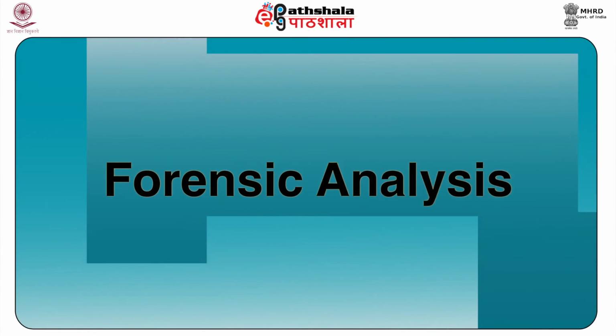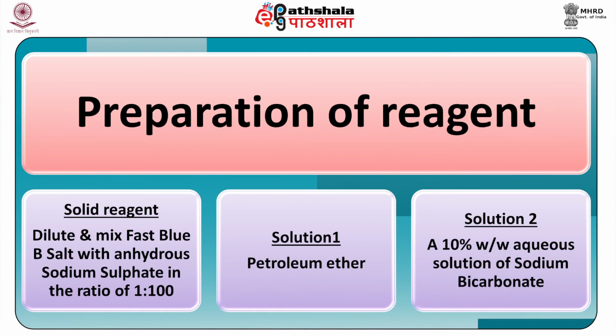Next is forensic analysis. First is fast blue B salt test. Filter paper method. Preparation of reagent, solid reagent. Dilute and mix fast blue B salt with anhydrous sodium sulfate in the ratio of 1:100. Solution 1, petroleum ether. Solution 2, a 10% weight by weight aqueous solution of sodium bicarbonate.